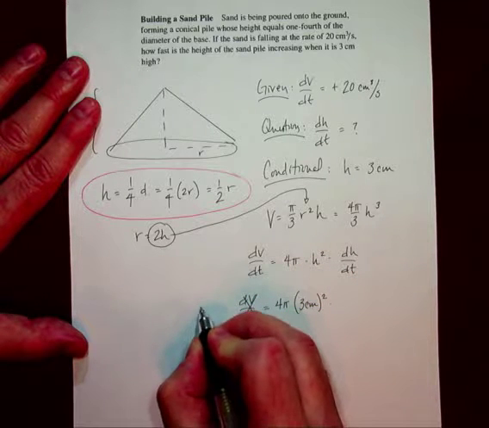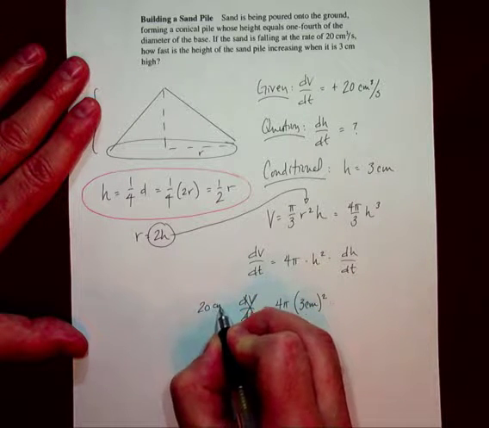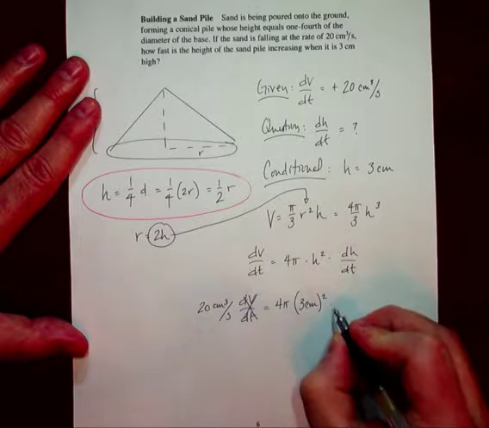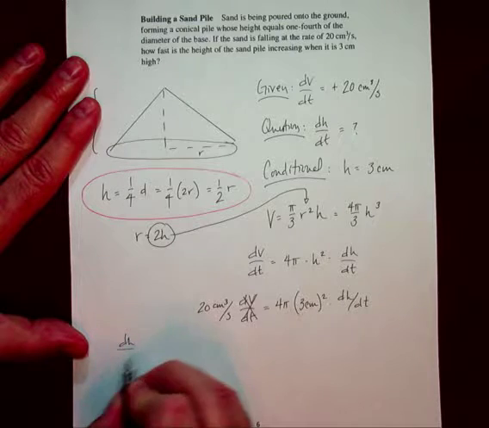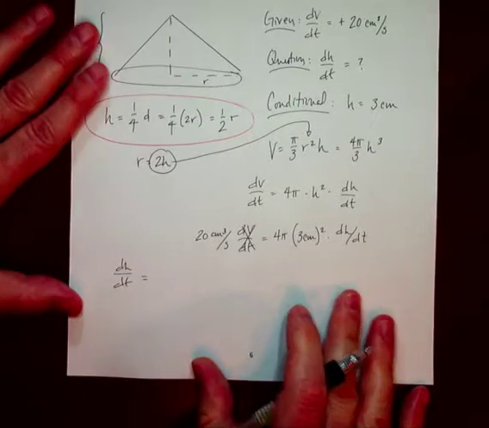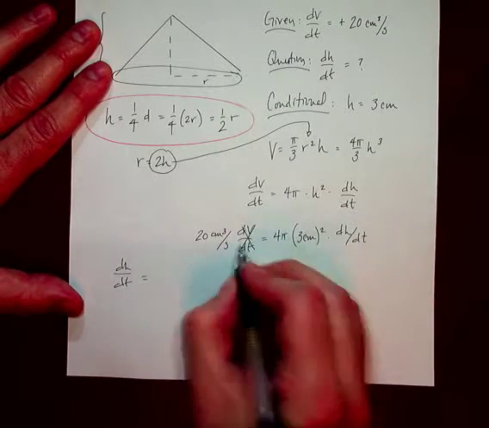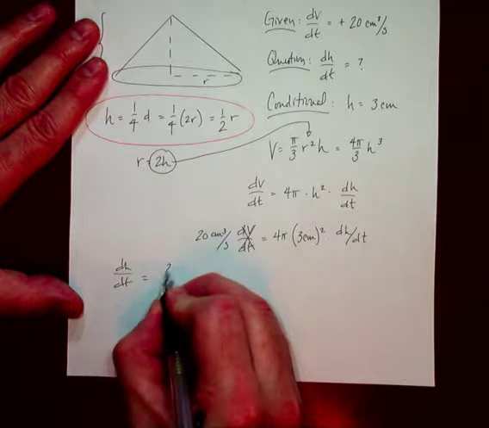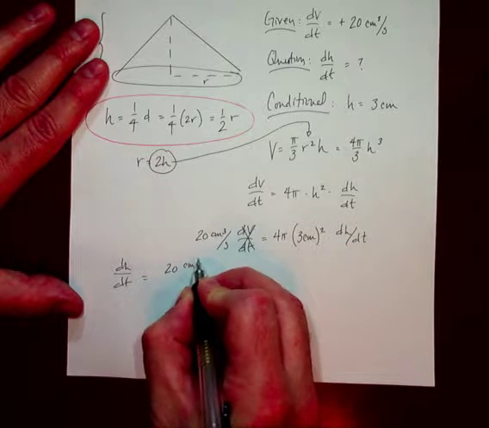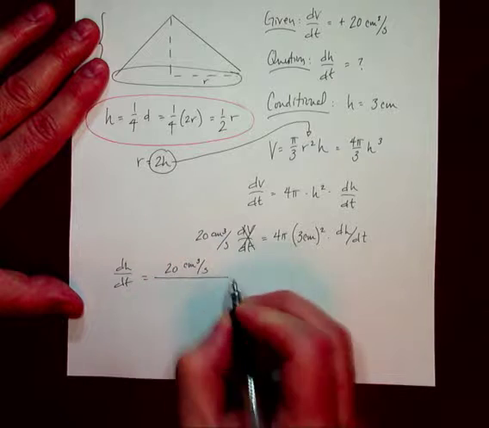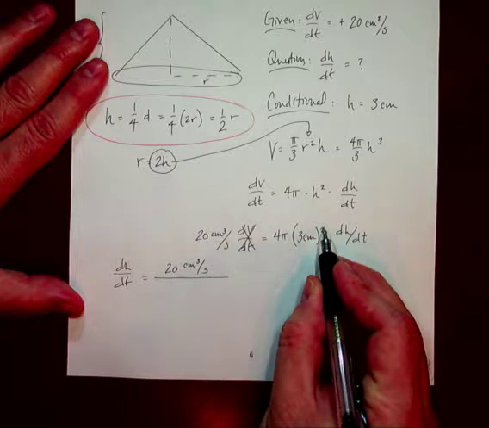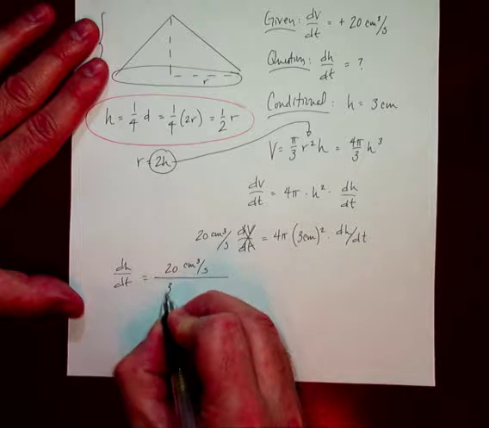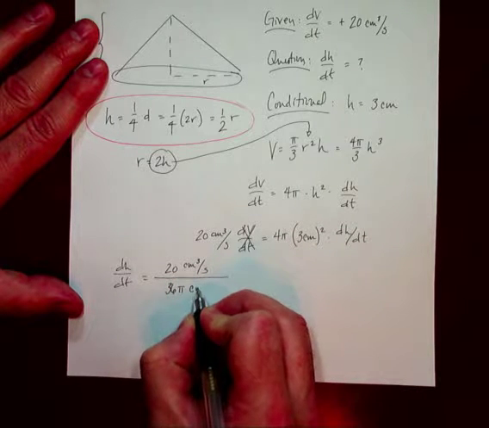It's actually the dV/dt that I needed to plug in for, times dH/dt. And therefore dH/dt is equal to, well, this divided by that, right? Because the other side is 20 centimeters cubed per second, and then it needs to be divided by, well, that's 9 centimeters squared, so that's 36 pi centimeters squared.